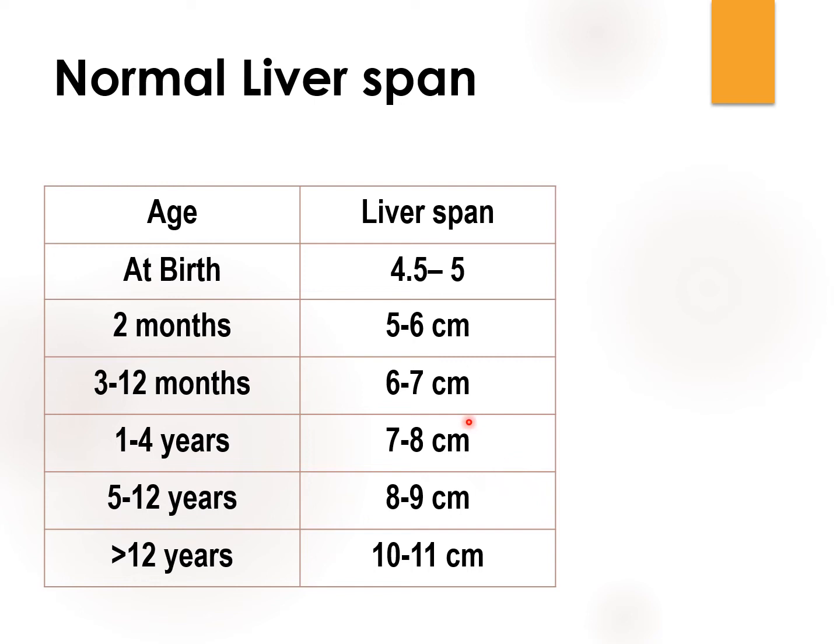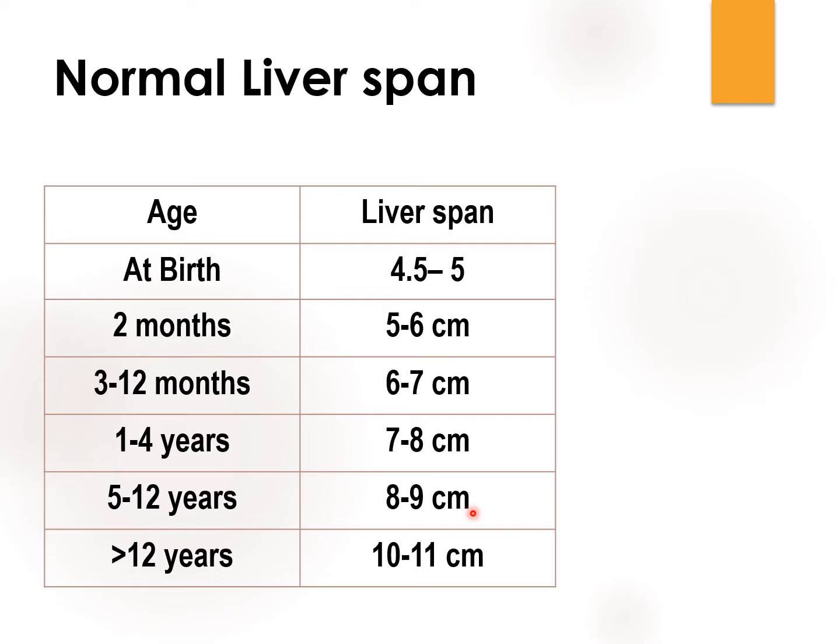Now the normal liver span at birth is 4.5 to 5 centimeter. At 2 months it becomes 5 to 6 centimeter. At 12 months of age, 6 to 7 centimeter. And at 1 to 4 years of age, 7 to 8 centimeter. And at 5 to 12 years of age it is 8 to 9 centimeter.